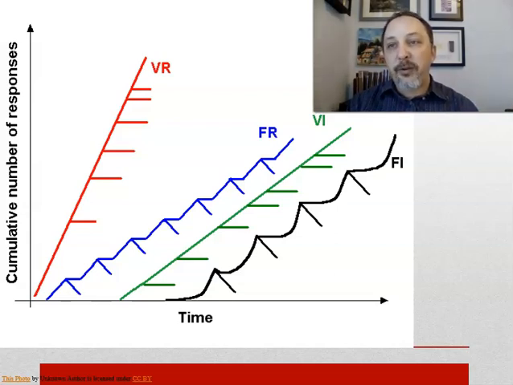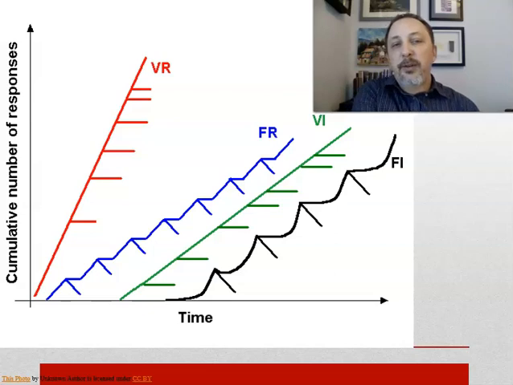For your variable ratio, you have the highest number of responses because the rat doesn't know when the next one's coming, but it knows that the more it pushes, the more it gets. With fixed ratio, you get a slower rate, which seems odd, but the rat knows that it's got to do 4 times before it gets a response. So after it gets what it wants, it pauses, right? It pauses for a moment because now it's got to go through the process again.